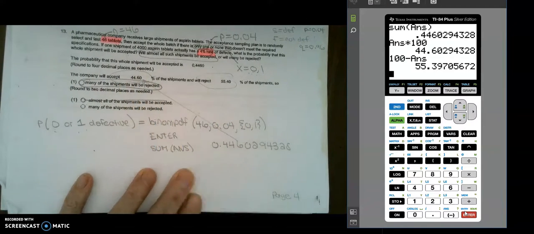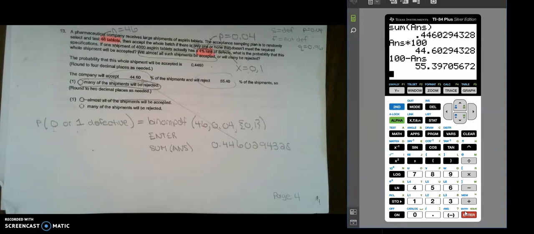Okay, so that's the question. That's that one. Again, I think that's number 12 in the homework.